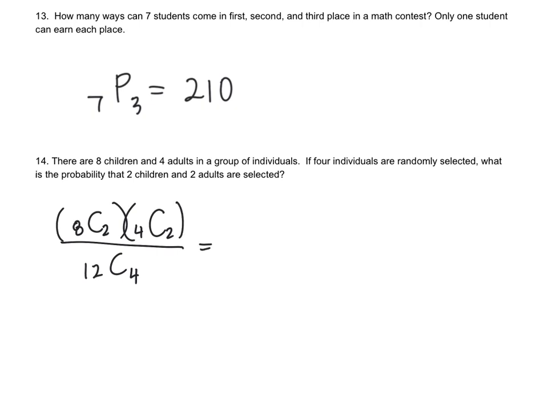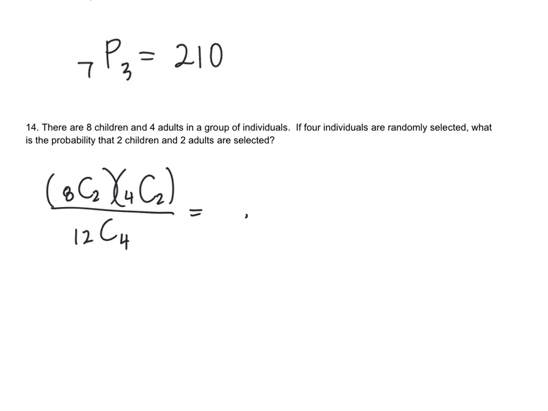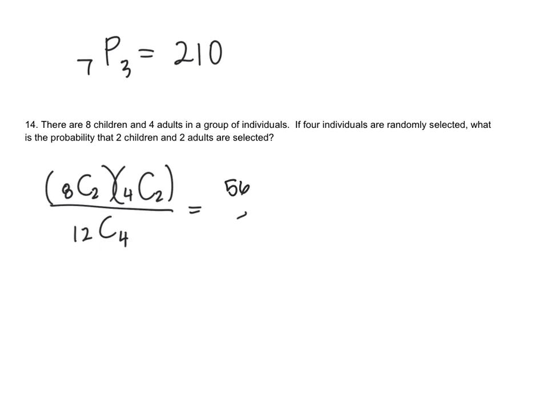So we go into our calculator, and our numerator is going to be 8 choose 2 times 4 choose 2, and our denominator will be 12 choose 4, and we get 56 over 165, which is 0.339. Let me know if you have any questions over combinations and permutations before your quiz.